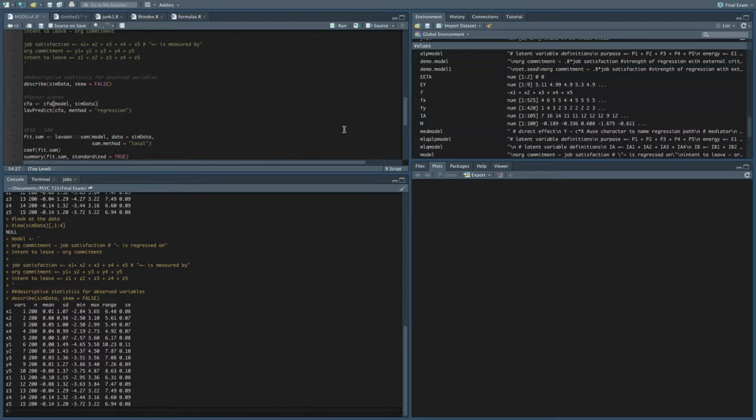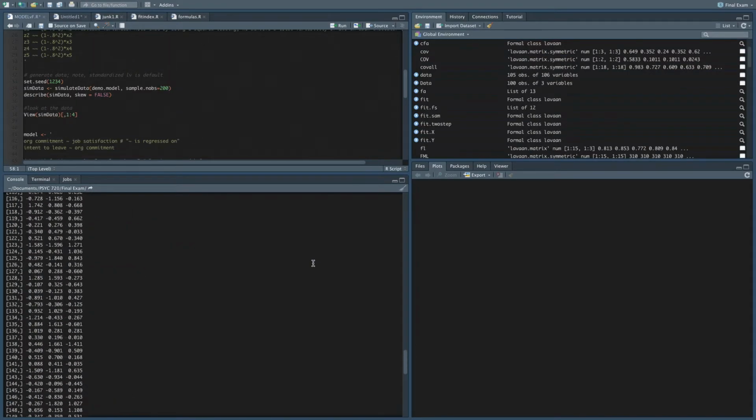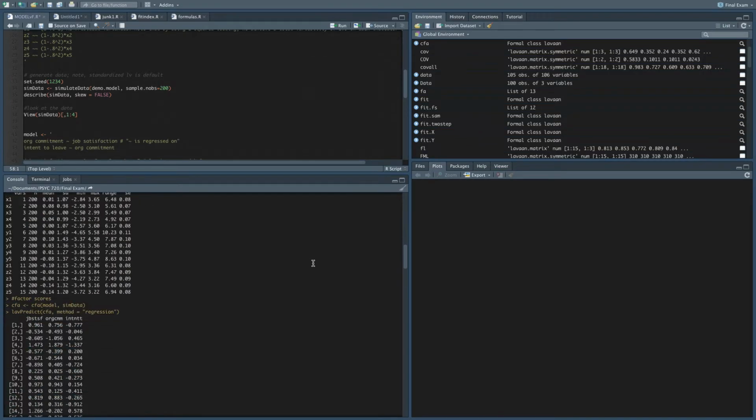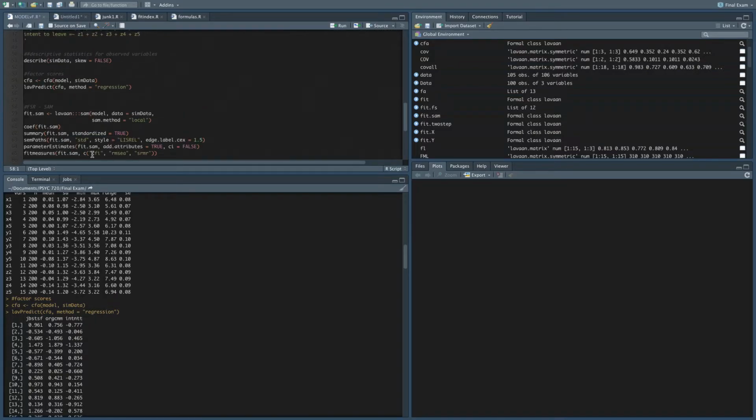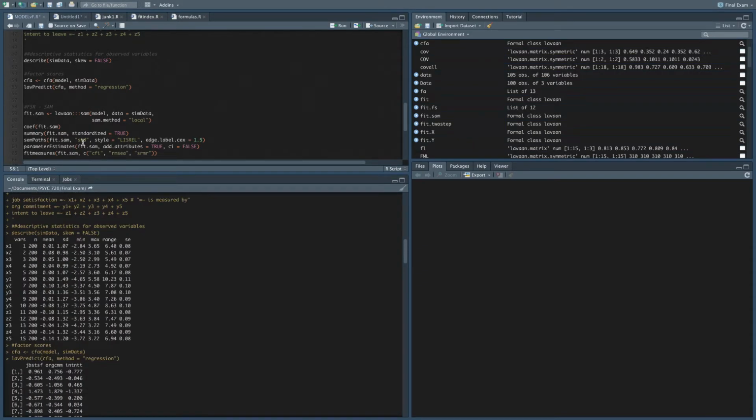So I ran a factor analysis, and here it shows me all 200 factor scores for each of my job satisfaction, organizational commitment, and intent to leave. We really don't need this. I just wanted to show how you can get your factor scores, because if you're doing this by hand, you would need to see this.